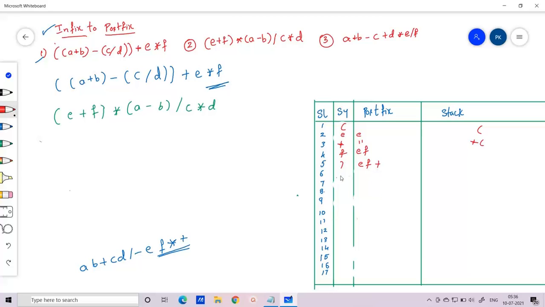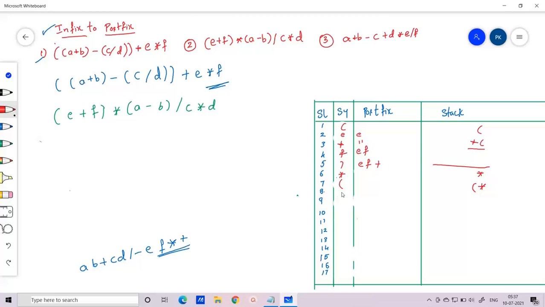Okay, and the sixth character, I have the multiplication symbol. Since this addition is removed, and the opening bracket will also be removed, the stack will be empty at this position, and now I have the multiplication symbol. I'll add that onto the stack. Next, the seventh character is an opening bracket. Once you see an opening bracket, you add that onto the stack. So opening bracket, and before that we had the multiplication symbol.